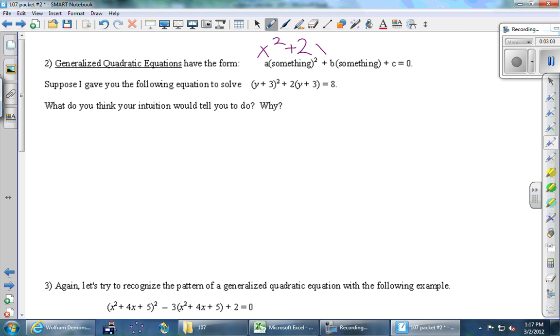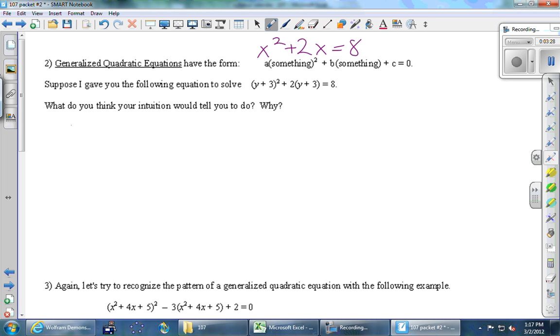X squared plus 2x equals 8 is the equation we just solved on the last page. Do you see it? It's not x, it's something more complicated. What is it instead of x? It's a y plus 3. It's the same exact equation, but instead of x's, we have y plus 3's. So how are we going to solve it? We're going to solve it the same way we solved that one up there.